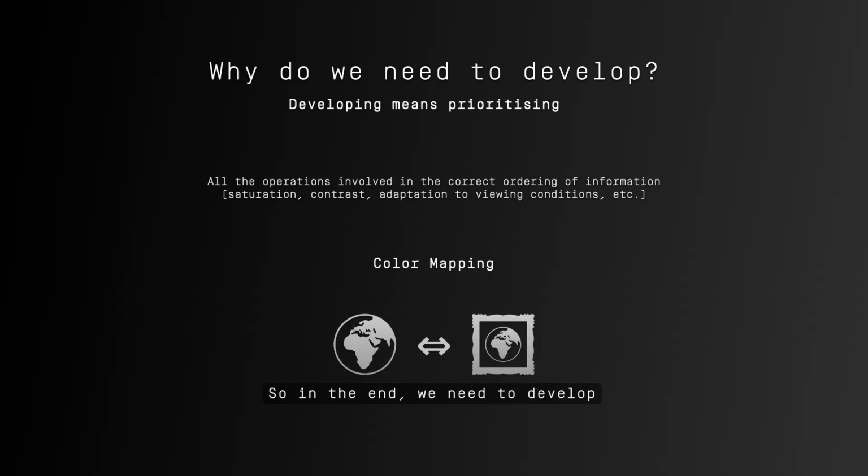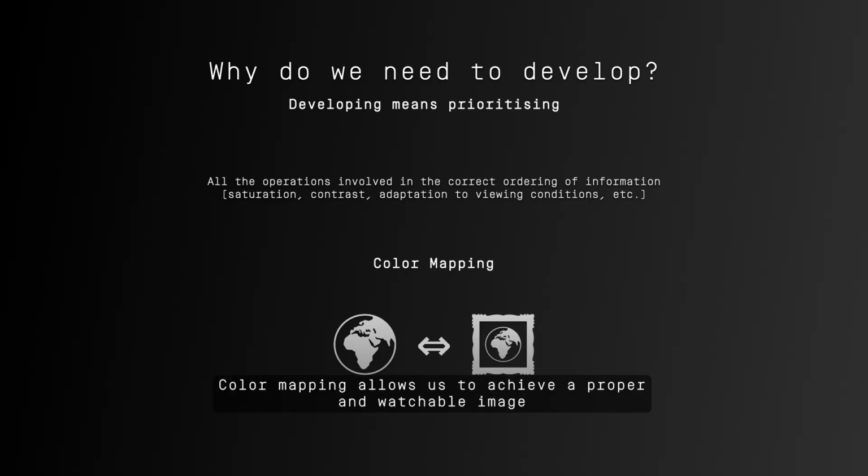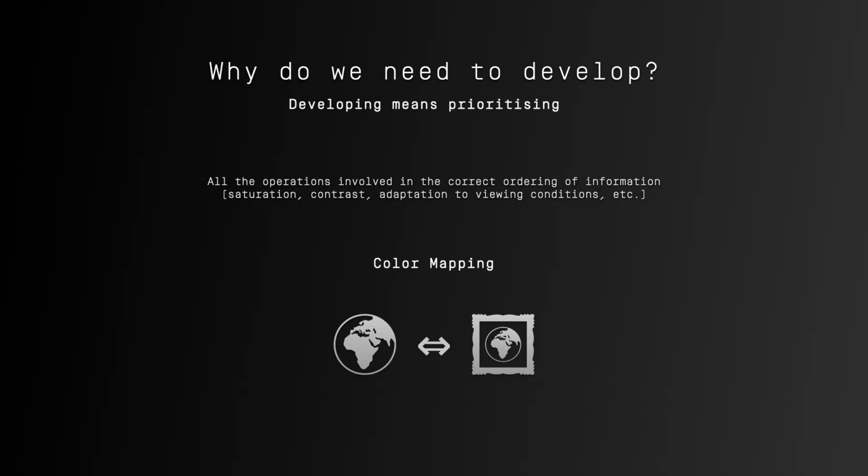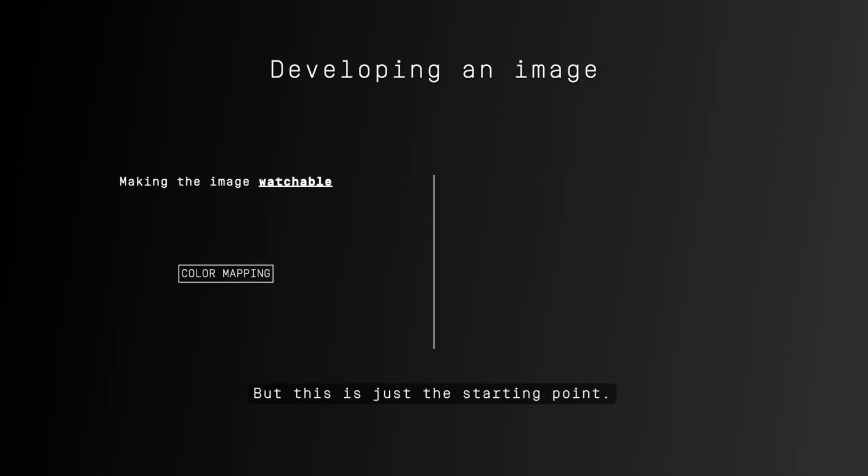So in the end, we need to enforce some data hierarchization, an organization that will address both the cognitive disparities we talked about and the constraints of our display technologies. And I will call this part of image development the color mapping. Color mapping allows us to achieve a proper and watchable image. But this is just the starting point.